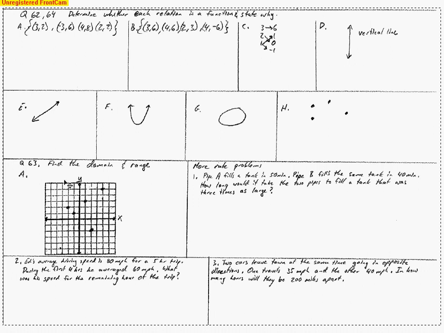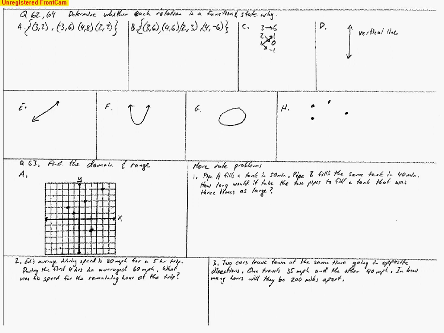Questions 62 and 64 ask us to determine whether each relation is a function, and then we'll have to understand why as well. And so, first of all, let's take a look at this one. Is this a function or not? Well, a relation is just a series of ordered pairs, and there's a bunch of different ways they can show it. They can show it as a list of ordered pairs like this, a mapping diagram.